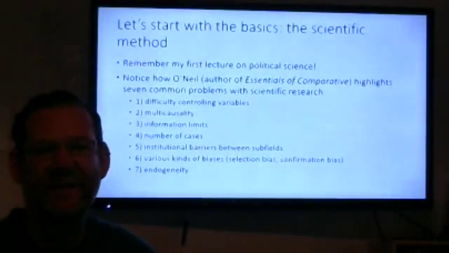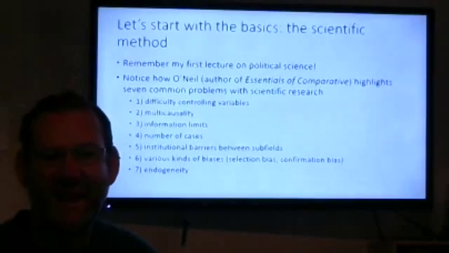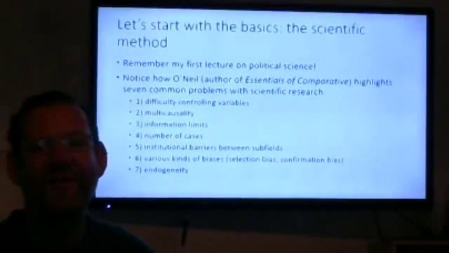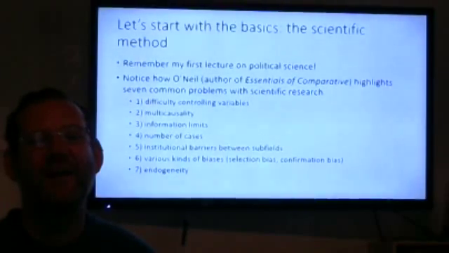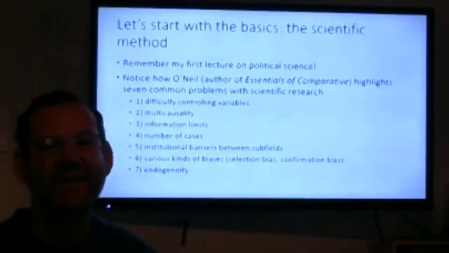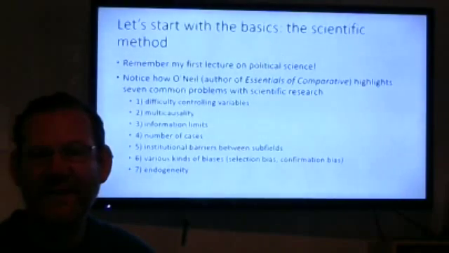Sixth, there's various types of biases. So the one your book talks about is selection bias, which is only looking at cases where what we wanted to happen actually happened, and not looking at cases where it didn't happen. But this is really important.